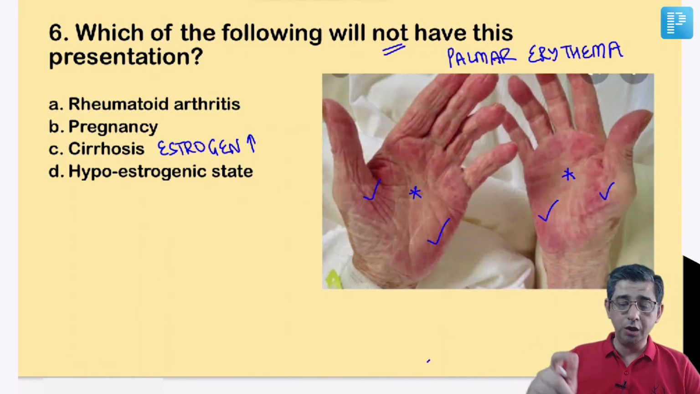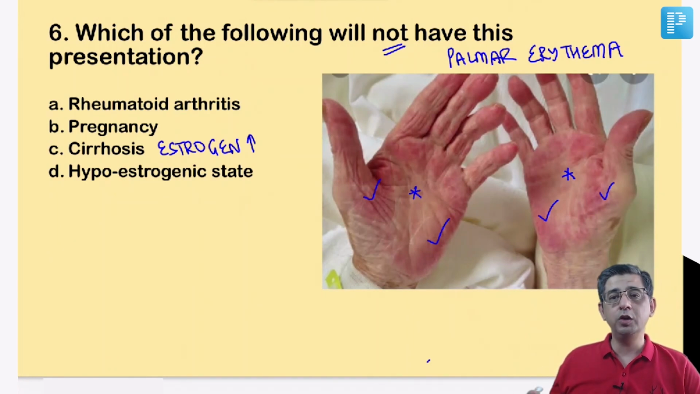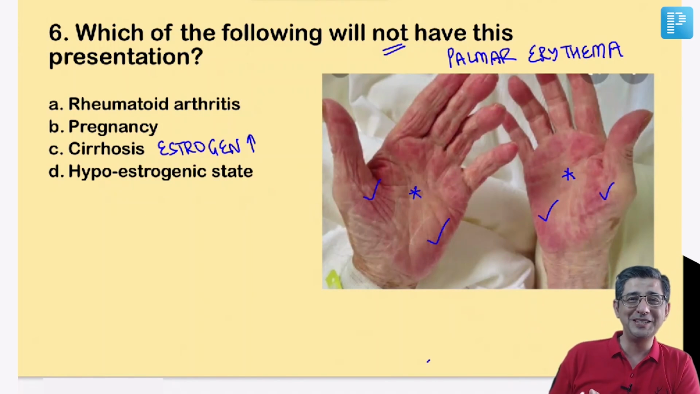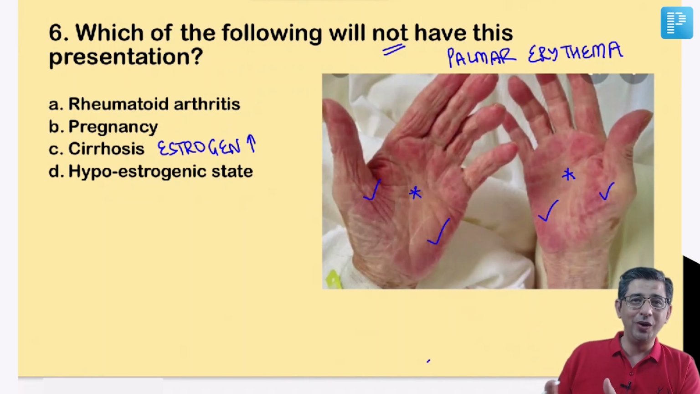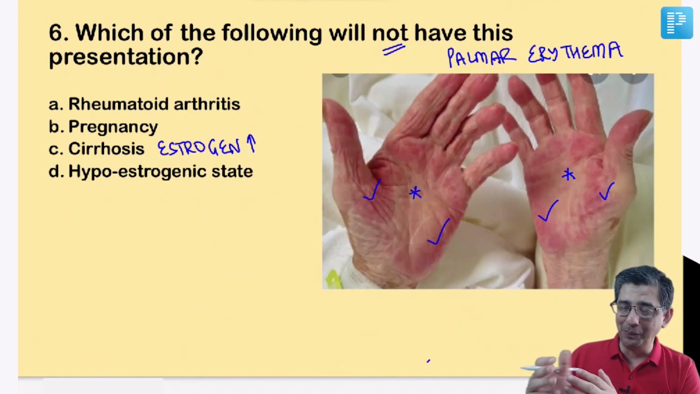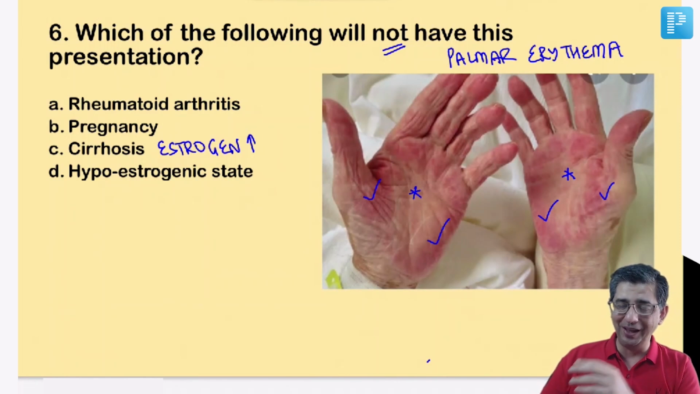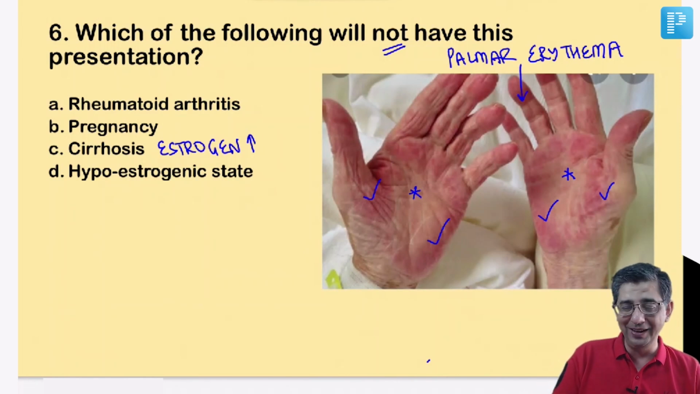The question was a "not" one. So cirrhosis is where you will have it. Now, would you have it in pregnancy? A lot of guys said that because the hands of the patient given were of an old patient, how can an old patient have pregnancy? See guys, they gave you this image of an old lady not because they want you to find whether she is pregnant or not by looking at her hands. They are giving you the hands of an old lady to pick up a finding, not to tell the age of the patient primarily.